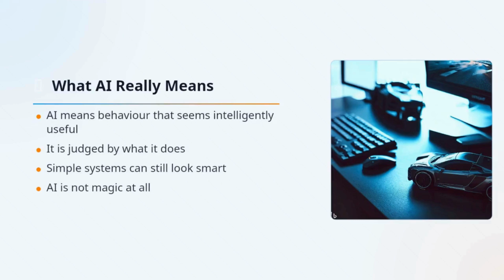In this article, AI is treated as something artificial that behaves in a way we would call intelligent if a human did something similar. That does not mean it has human understanding or magic powers. It simply means the behavior looks useful, engaging, or non-trivial from the outside.